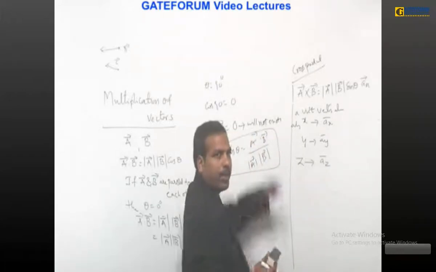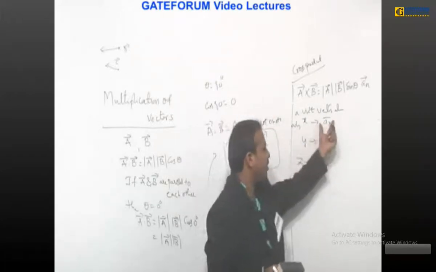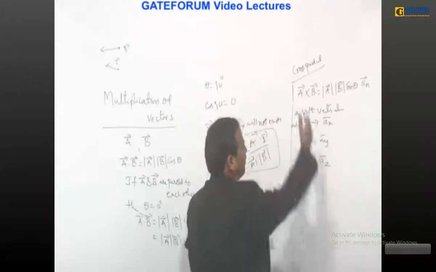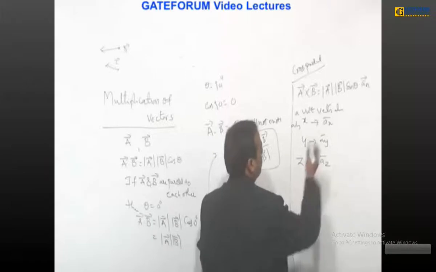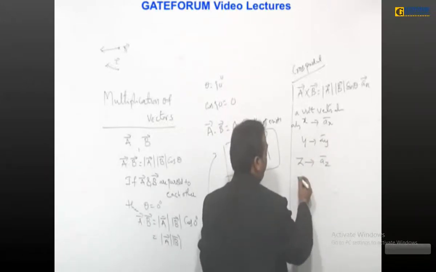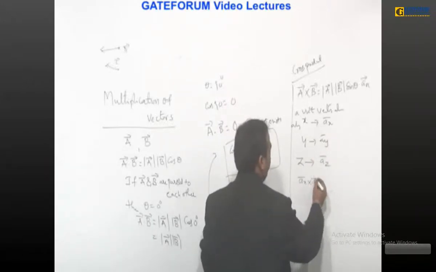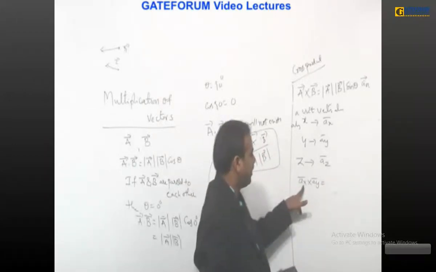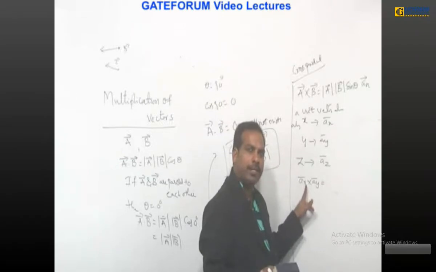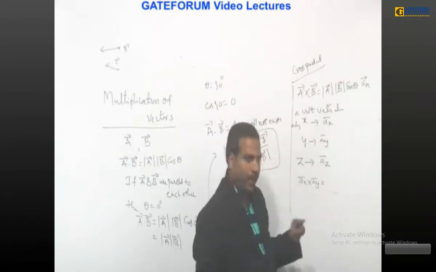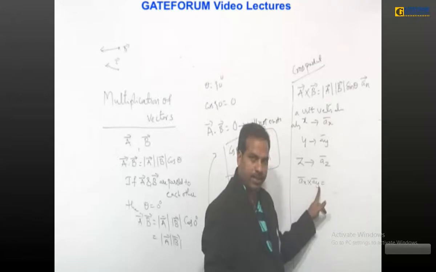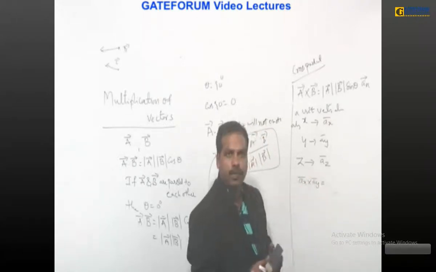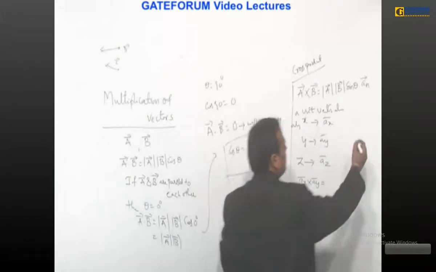So we consider the unit vector along X as AX bar, along Y as AY bar, along Z as AZ bar. When you multiply AX bar cross AY bar, it indicates a cross product between the two vectors along X and Y directions, which is perpendicular to both. That is Z, perpendicular to both.